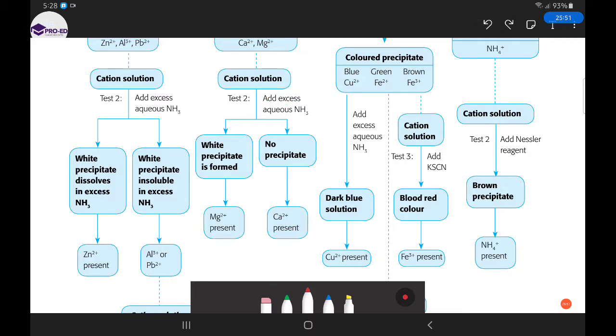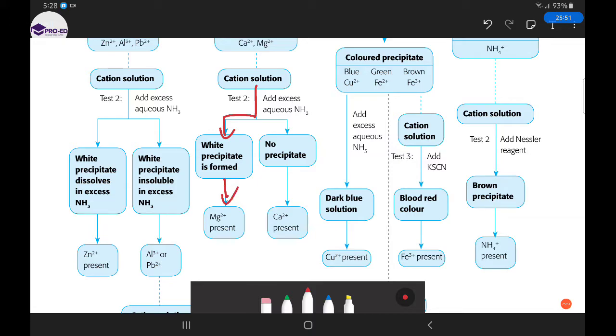Okay, so like I said, if you have a white precipitate that is formed with excess ammonia, that means it didn't dissolve. Only calcium hydroxide dissolves in excess aqueous ammonia. If it's magnesium hydroxide, it will not dissolve. So then you have narrowed it down.